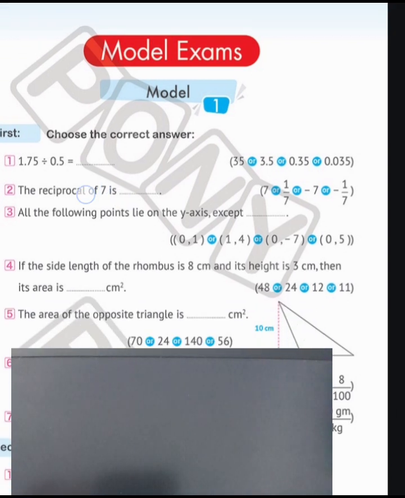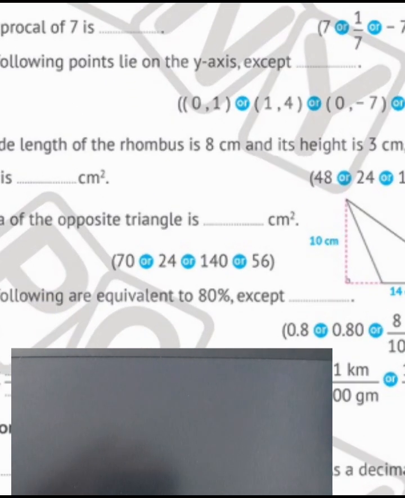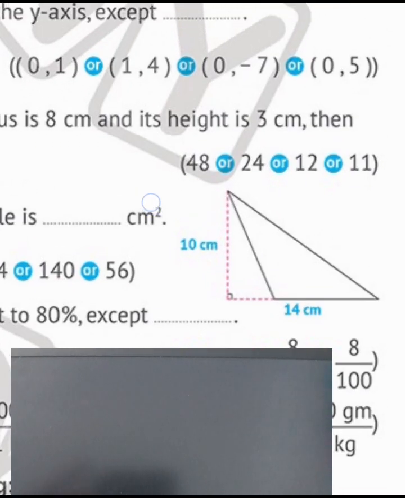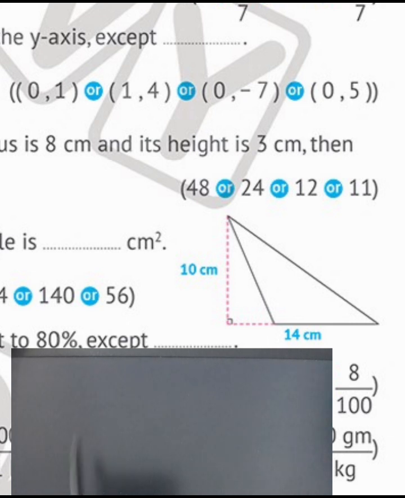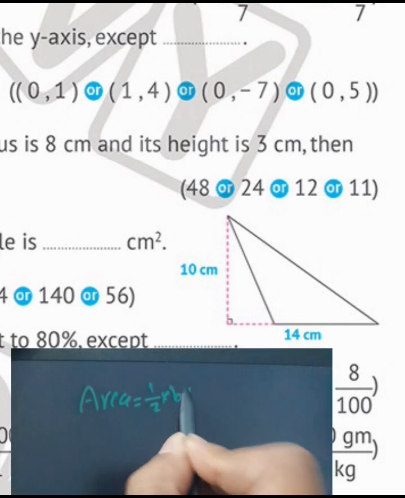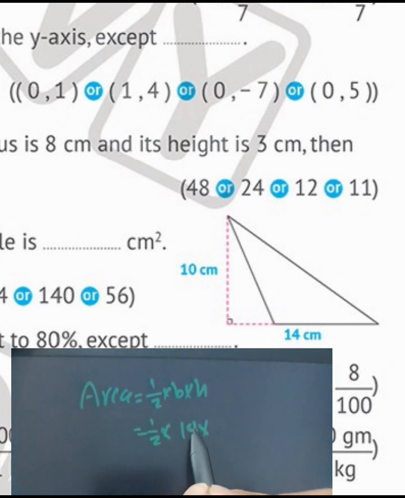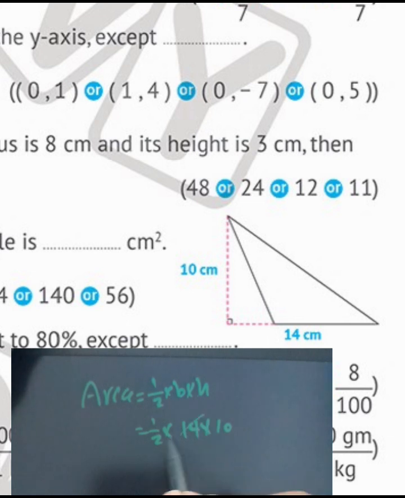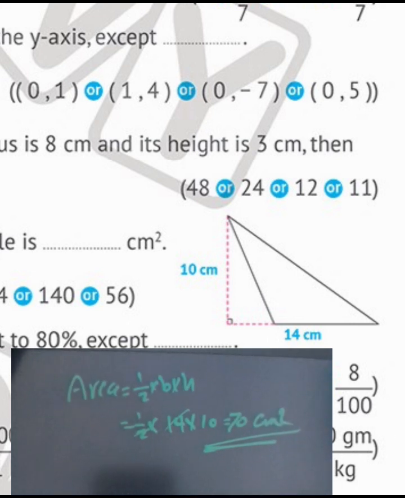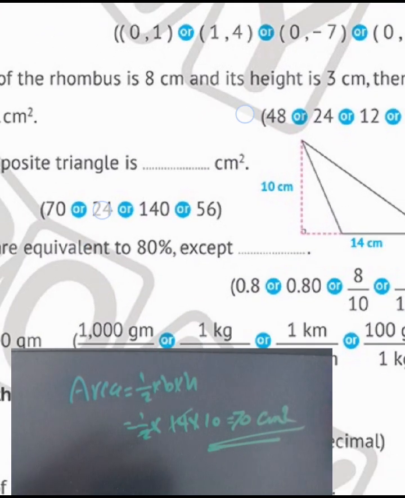Question number 5. The area of the opposite triangle. We have an obtuse triangle with base 14 cm and corresponding height 10 cm. Then the area equals half times base times corresponding height, half times 14 times 10. Half of 14 is 7. 7 times 10 equals 70 square centimeters. That's the area of the triangle, half times the base times the height.